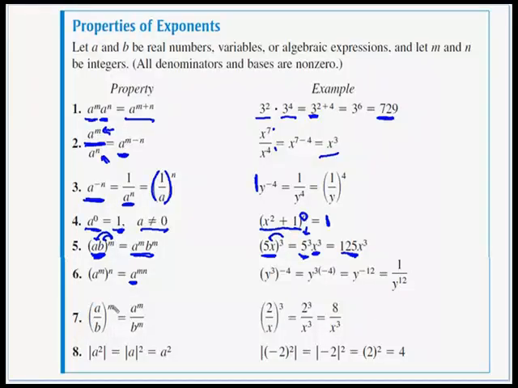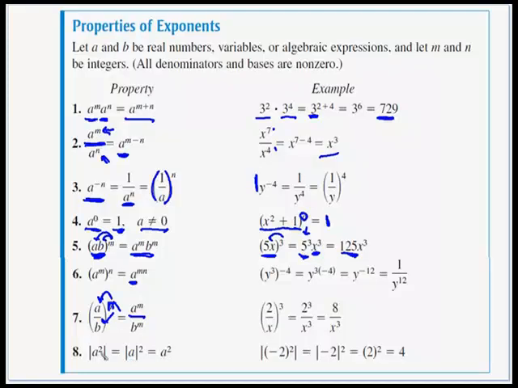If you see a fraction all raised to a power, and that numerator is not a 1, you can distribute that outer exponent m first to the numerator, a to the mth, and then to the denominator, b to the mth power. Like here in the example, 2 over x all to the third, that becomes 2 to the third over x to the third, or 8 over x to the third.